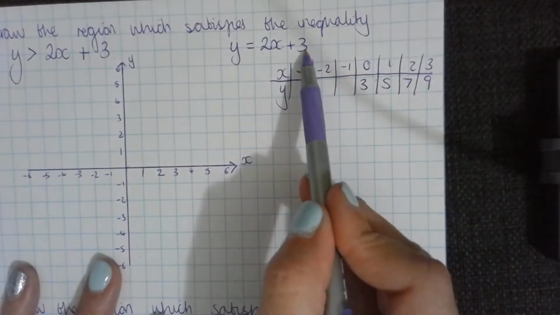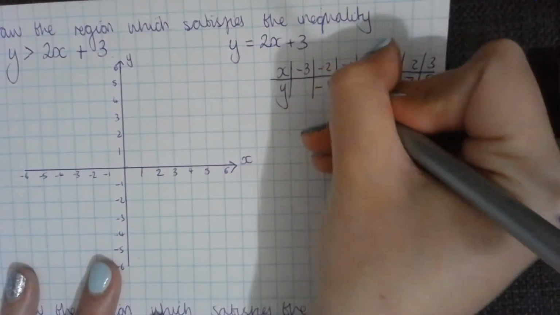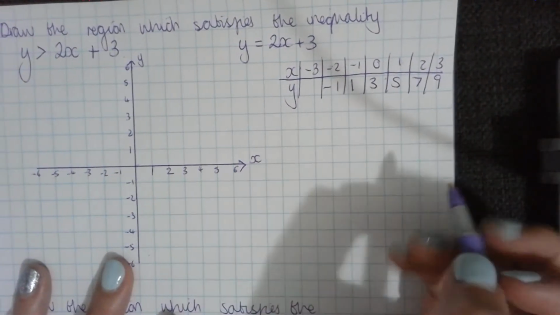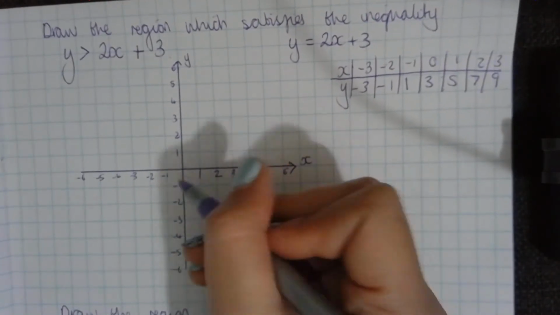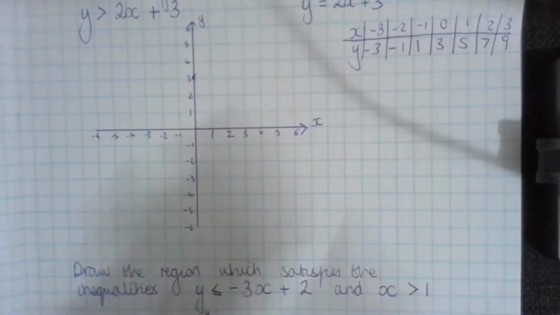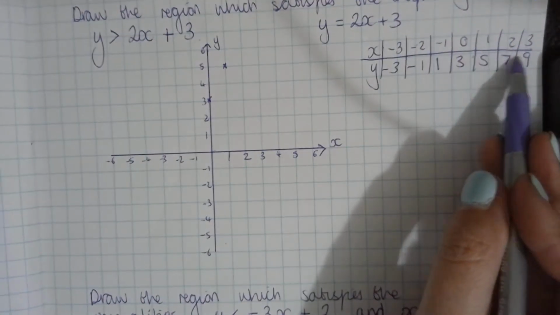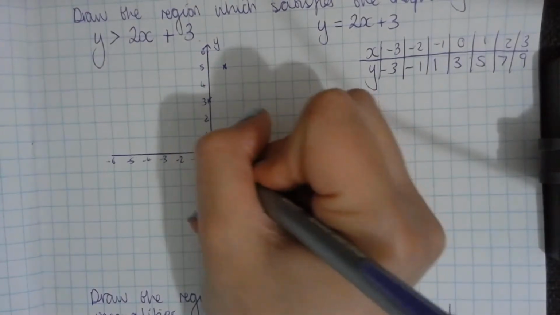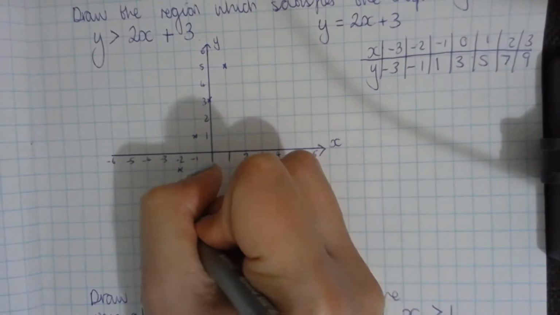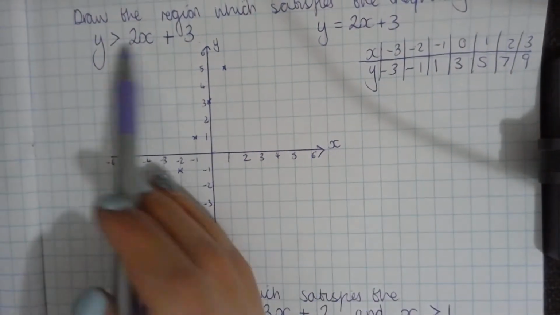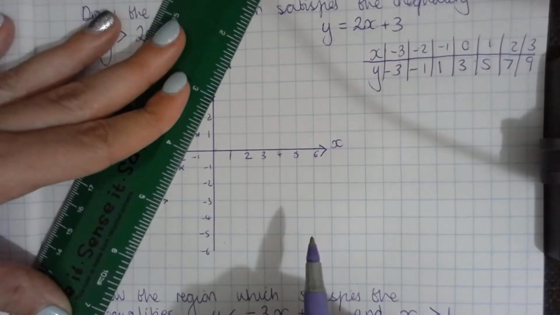2 times -1 is -2, add 3 is 1. 2 times -2 is -4, add 3 is -1. And 2 times -3 is -6, add 3 is -3. So we can plot that graph. Okay, so we've got 0, 3. And we've got 1, 5. These don't fit on the graph for 2 and 3. So -1, 1. -2, -1. -3, -3. And then we look back at our symbol and it's a greater than. It's not got an equal to, so we need to do a dotted line.